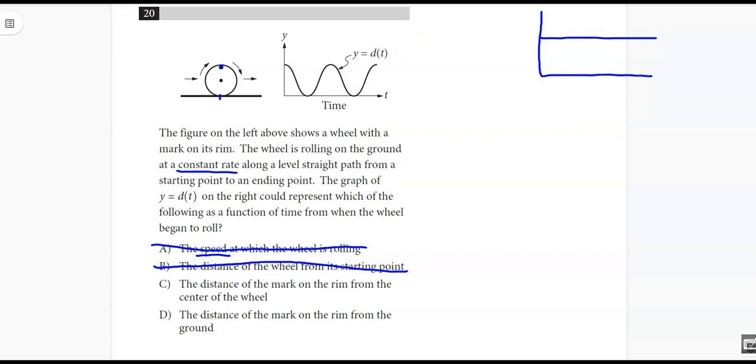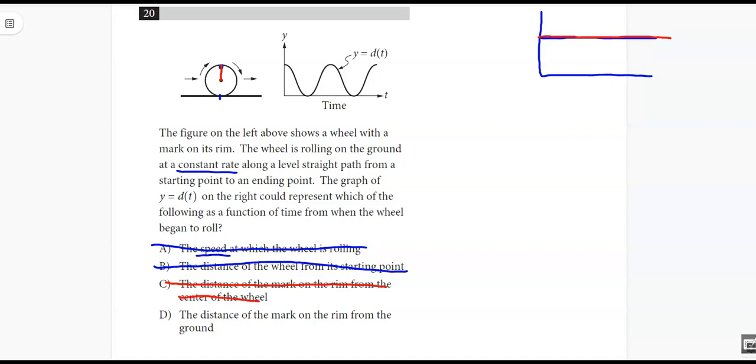C, the distance of the mark on the rim from the center of the wheel. Well, regardless if the wheel is rolling or not, the distance from the center to the mark stays the same. Whatever that distance is, if it's 3 or 4 inches. So that's also going to be a graph that just remains constant. The distance stays fixed. So C is out of there. So hopefully D is the right answer.